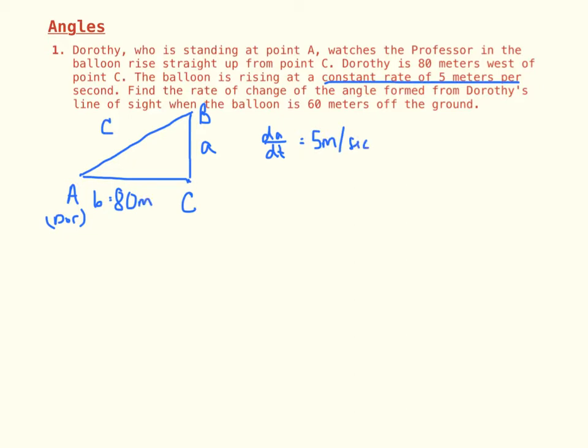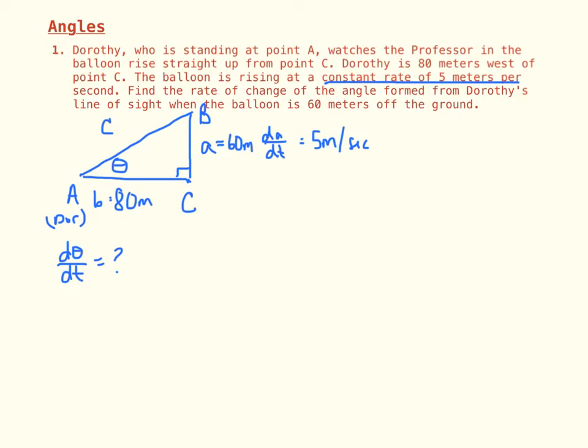And then it told us to find the rate of change of the angle formed from Dorothy's line of sight. Okay, so where is the angle that they're talking about? Well, clearly it's not the right angle. Where's Dorothy standing? Dorothy is standing right here, okay, and she's looking up to this balloon. And so that is the angle that they're talking about, this angle right in here. And they are asking for d theta dt, the rate of change of the angle, and that's what we're looking for. Okay, when the balloon is 60 meters off the ground.